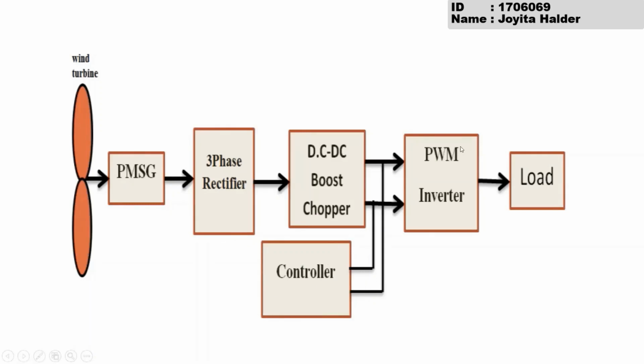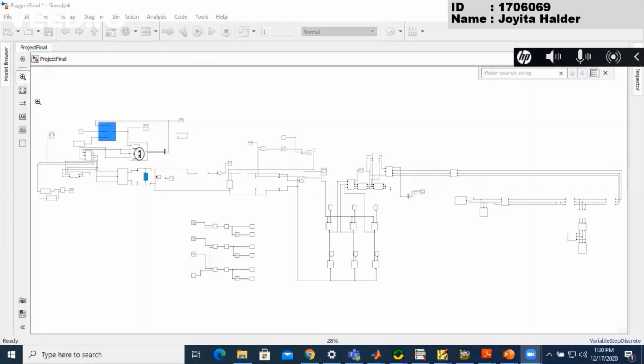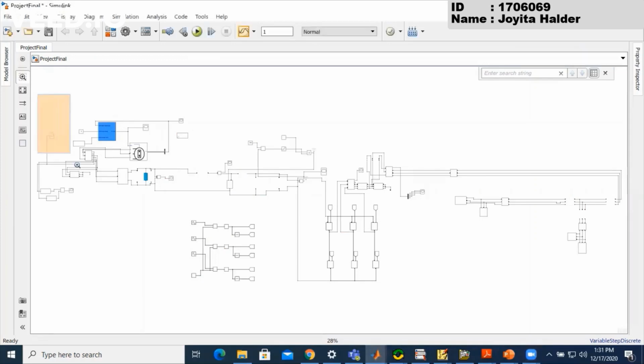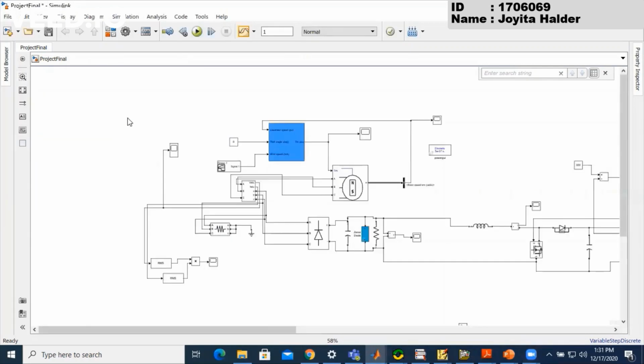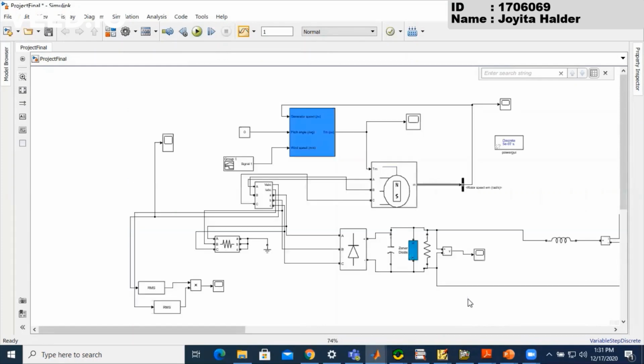After that, a pulse width modulation inverter is used to convert that constant DC voltage to 50 Hz AC voltage and pass it to the load. So this is our schematic diagram of the project that we have built using MATLAB Simulink. Practically, wind speed is not constant all the time. That's why we have used a pre-built signal builder block to provide variable wind speed as the input signal.